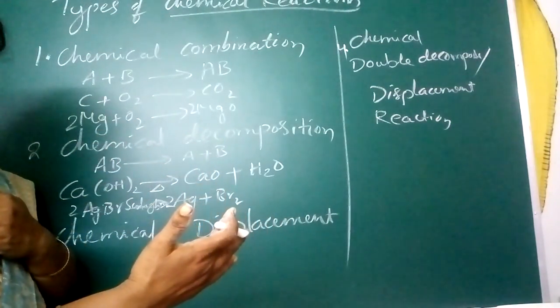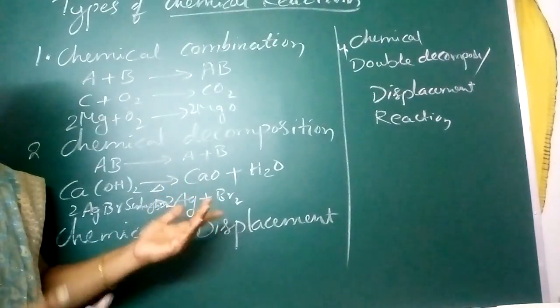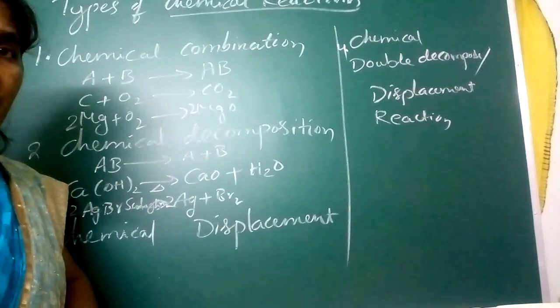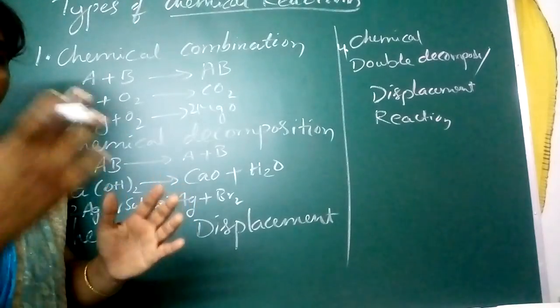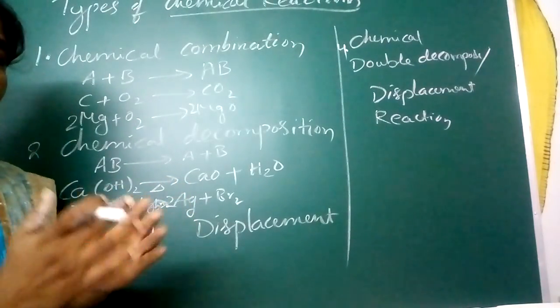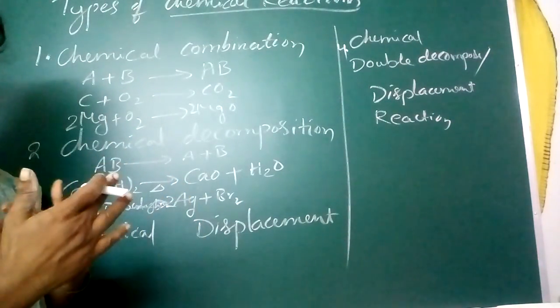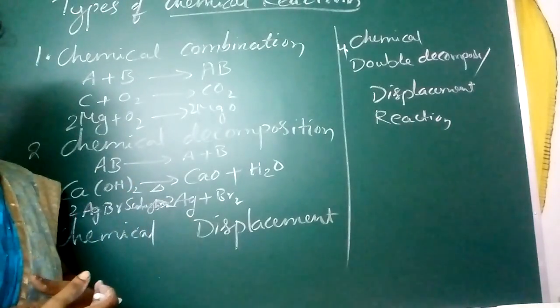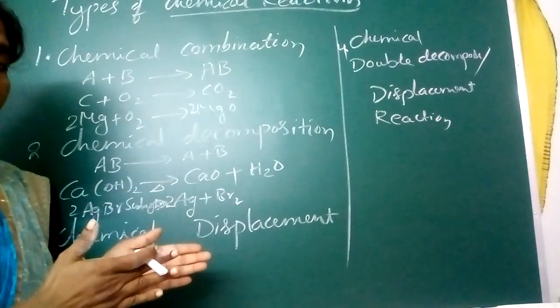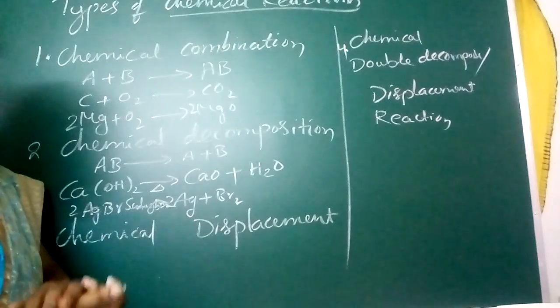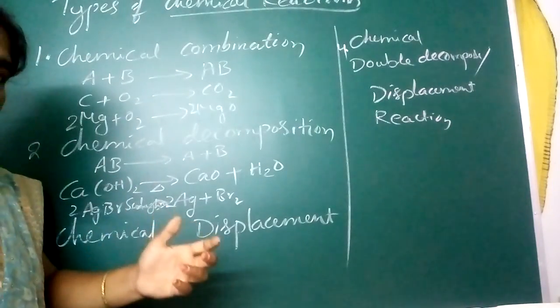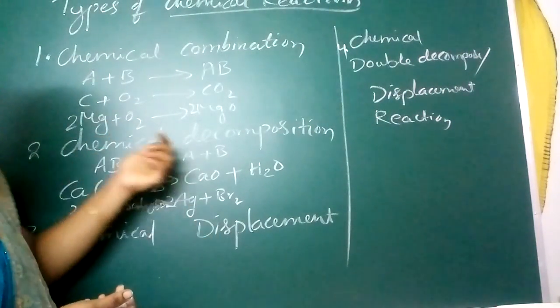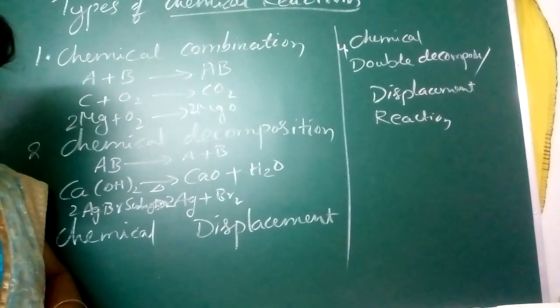Do you understand this one? Many examples are there. Now you take water, H2O. In the electrolysis process, H2O is decomposed into H2 and O2. That is also one compound decomposed into two substances, and it is also an example for chemical decomposition. Do you understand about it?